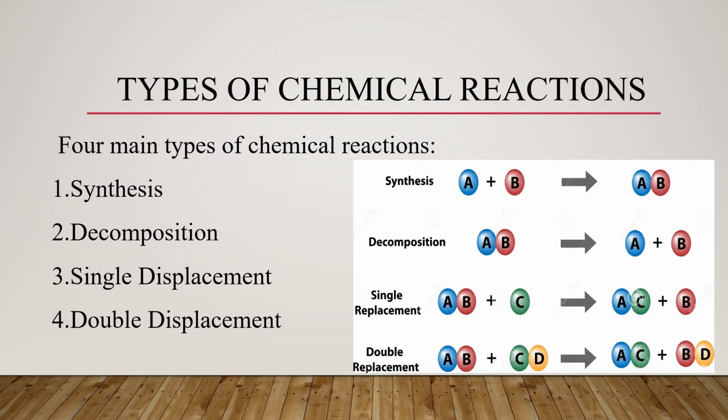Types of chemical reactions. Four main types of chemical reactions: synthesis, decomposition, single displacement and double displacement. Some of the examples.